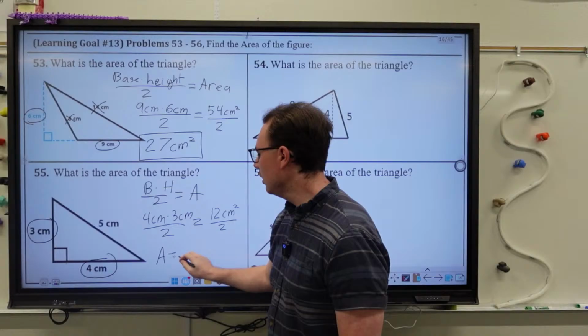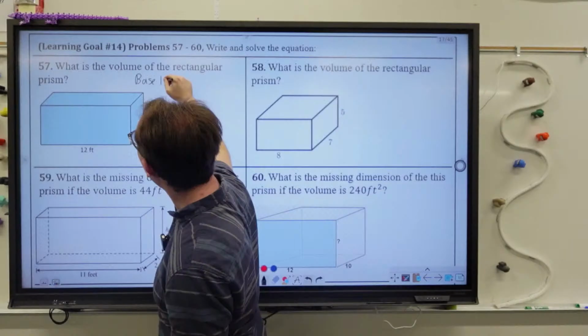Volume is multiplying 3 numbers or 3 dimensions to find the internal space of a physical shape. I don't want to use the word area because we're using the internal volume of these figures that we want to find. We know that volume is that base times height again, but then we multiply it by that third value of length. And this here finds the volume for these figures.